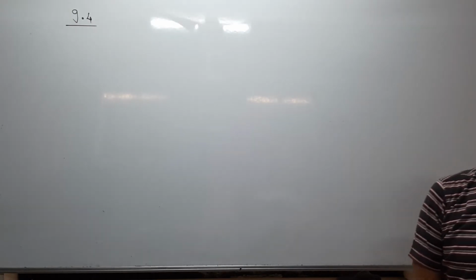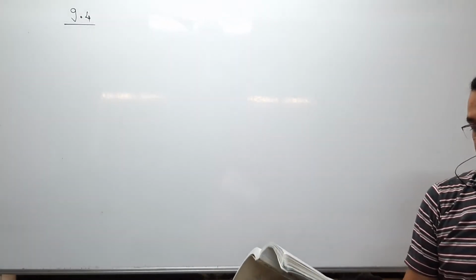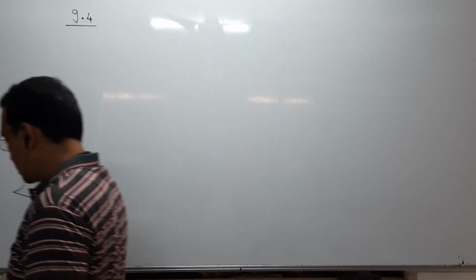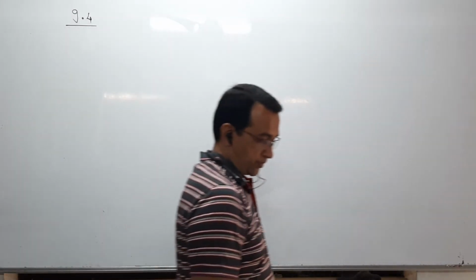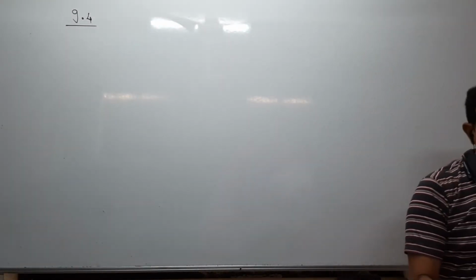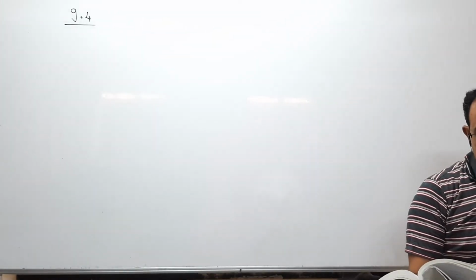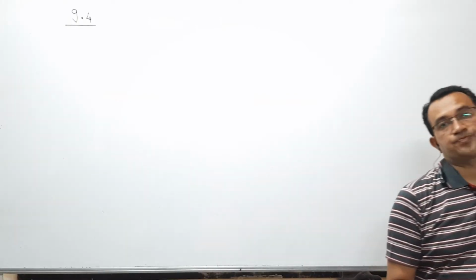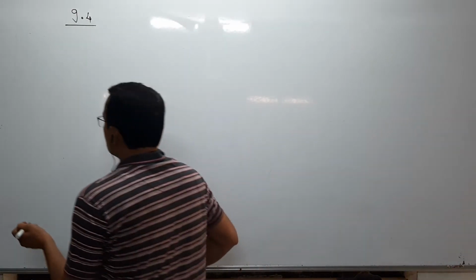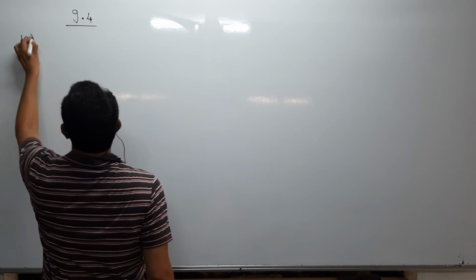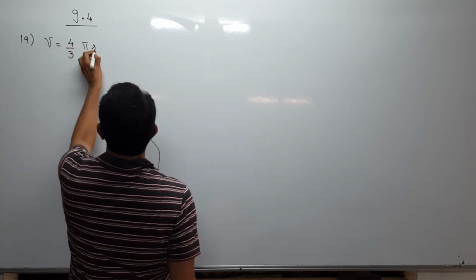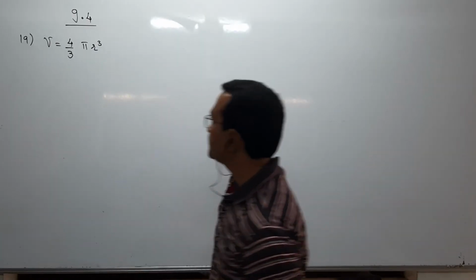Now students, we go for problem number 9 and mark the 19th question, students, as one of the most important word problems. The volume of a spherical balloon being inflated changes at a constant rate. Sum number 19, students. Volume of a spherical balloon is V is equal to 4 by 3 pi r cube.